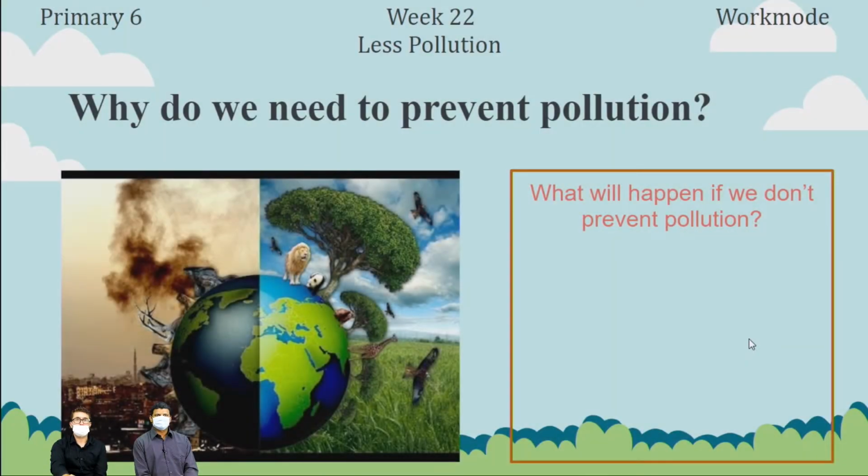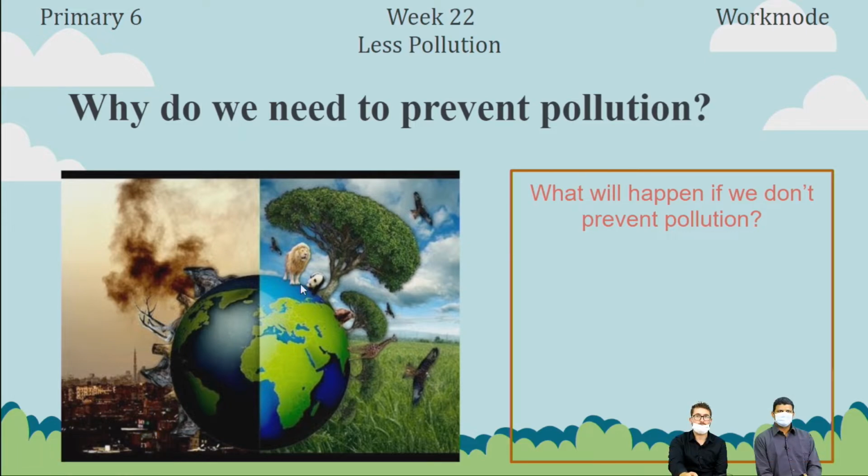So why do we need to prevent pollution? So we have to do now before the same question. So why do we need to prevent pollution? So here you have a picture, it gives a lot of information. What will happen if we don't prevent pollution? So what do you think will happen if we continue to destroy the earth? So here you have an example already. So try to write 3 or 4 examples and write them down on the A4 paper.